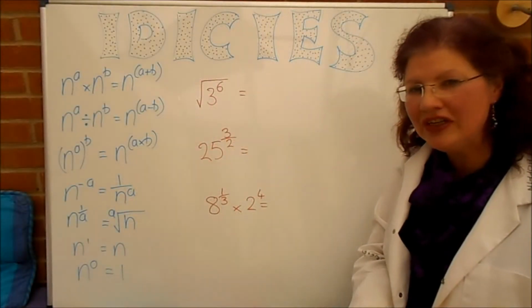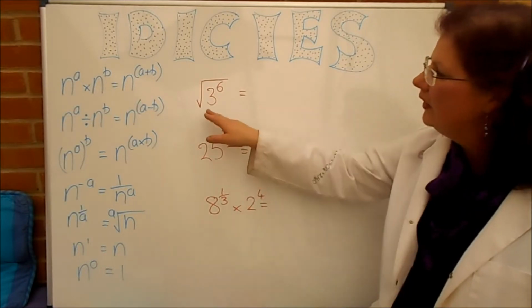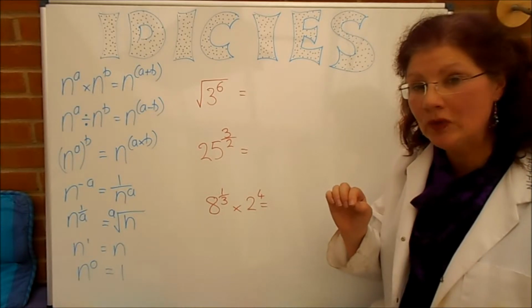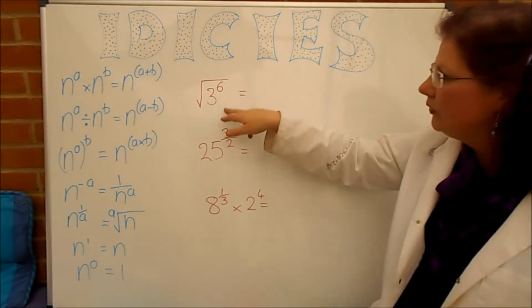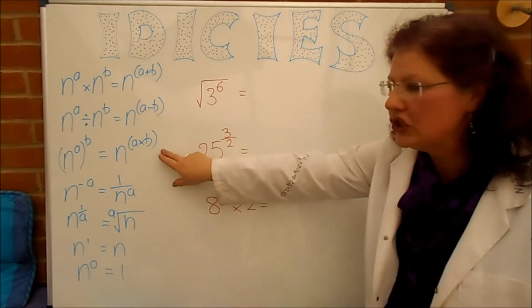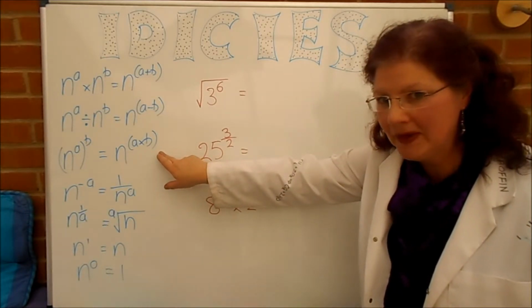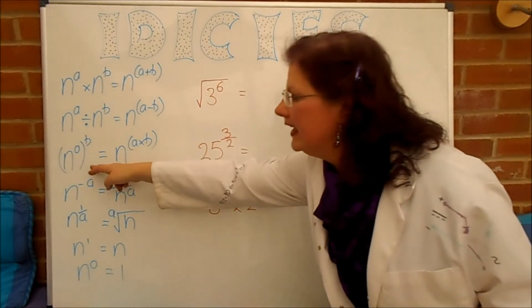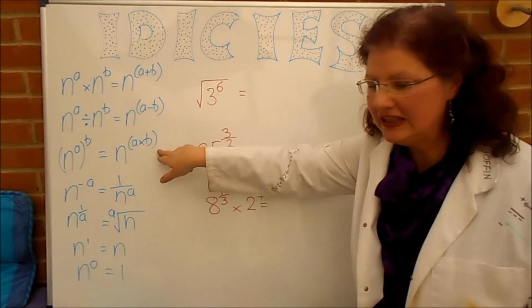Right, in case those totally flummoxed you, here's a few pointers. This one, we've got a root, so we can turn that into a fractional power, okay? So it's going to be 3 to the power 6 to the power of something that's a fraction, and then you can use this one with it, okay? So turn that root into a fraction and make it look like this, then turn it into this.